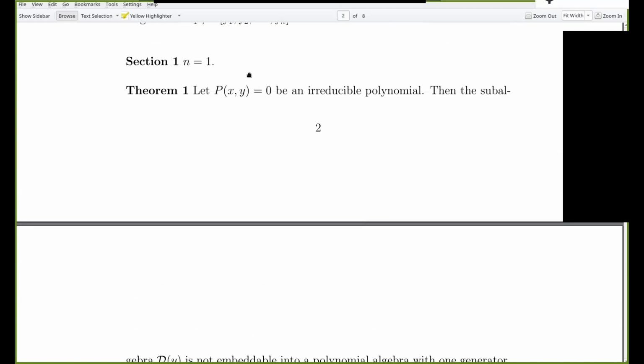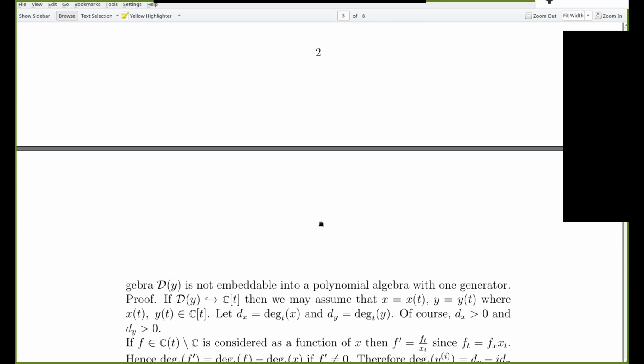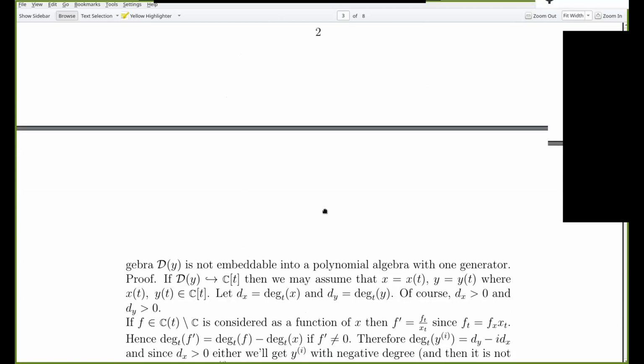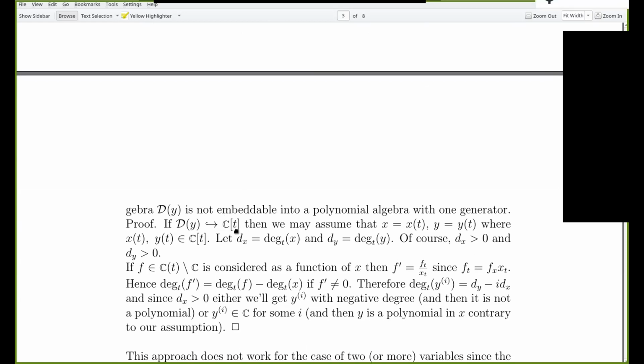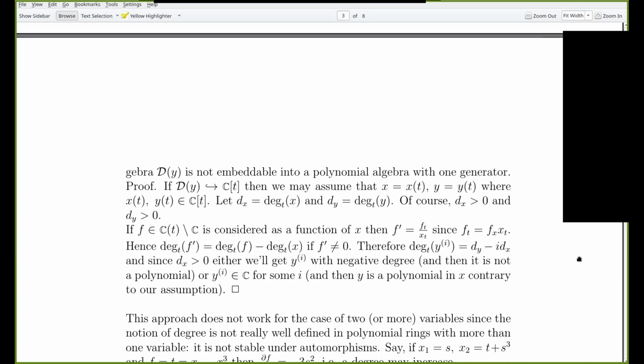So suppose I have this situation, I have an algebraic function of one variable x, and assume that it's embeddable in a polynomial ring. Well, then I can think that it's embeddable in a polynomial ring with generator t. And then, of course, x would be some polynomial of t and y will be some polynomial of t. Now, there is just a very elementary formula from calculus that allows us to compute the partial derivative of y over x. If f is a function in C of t, then the derivative, it's not partial, here is just the derivative, as we know, is given by the ratio of derivatives relative to t.